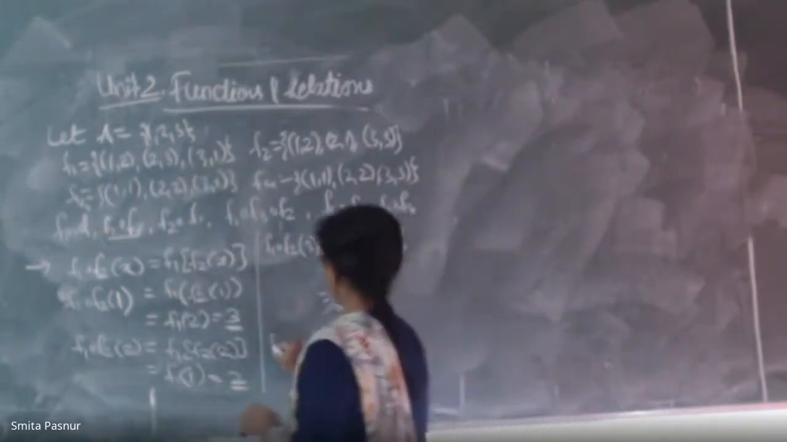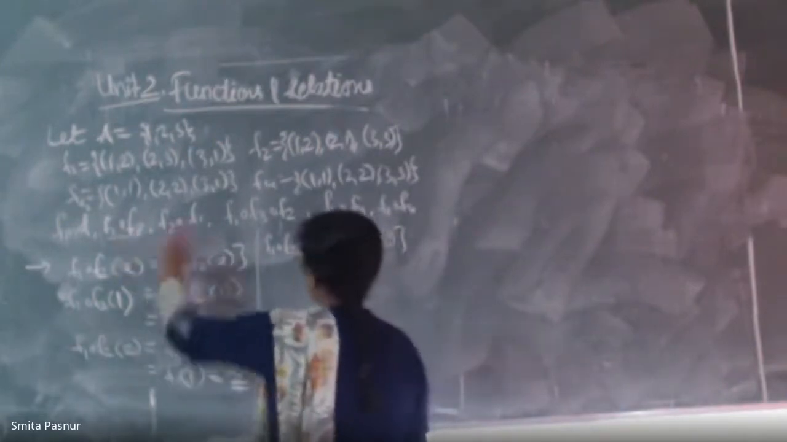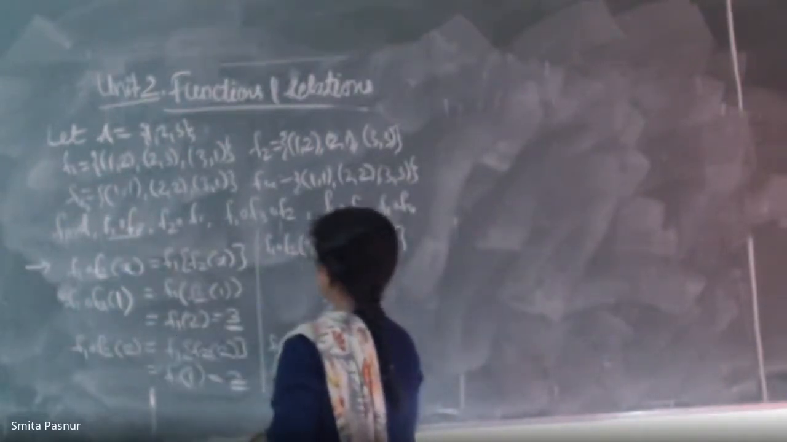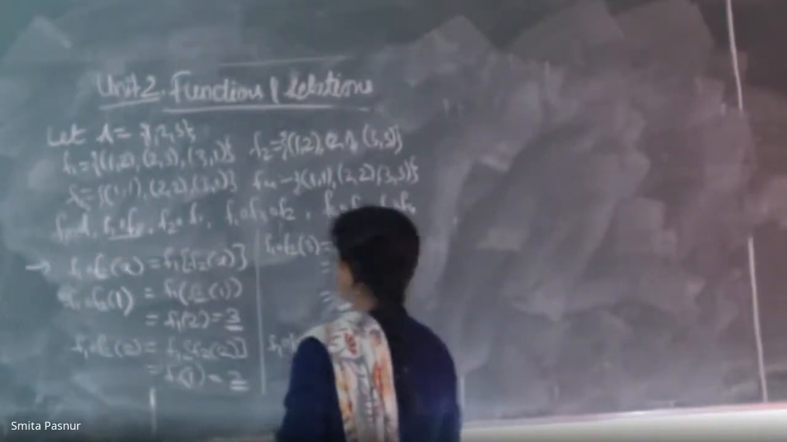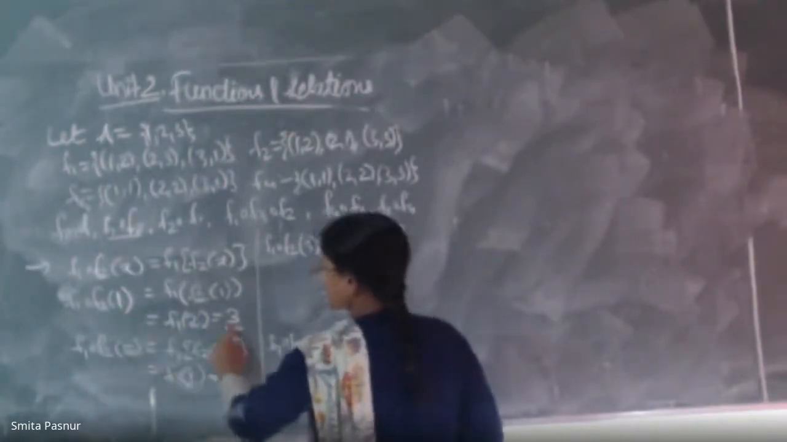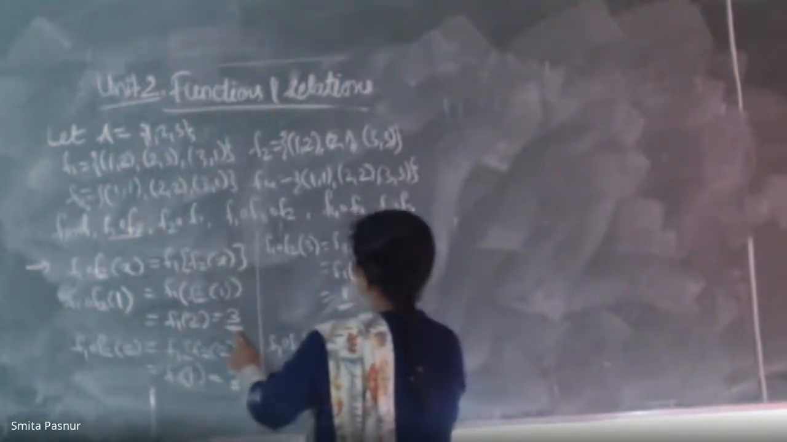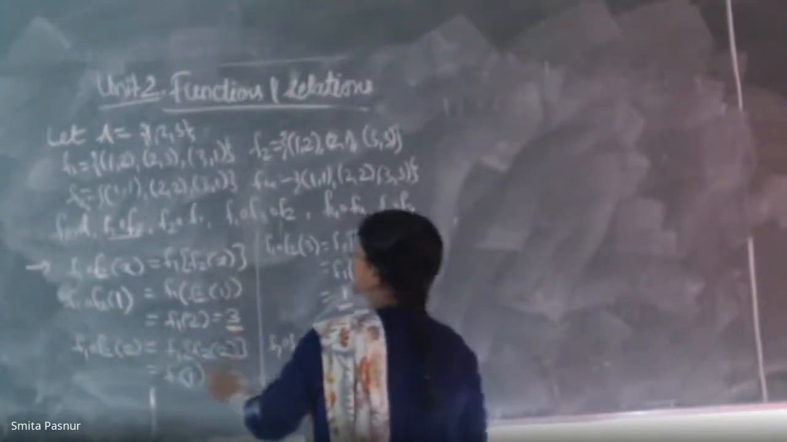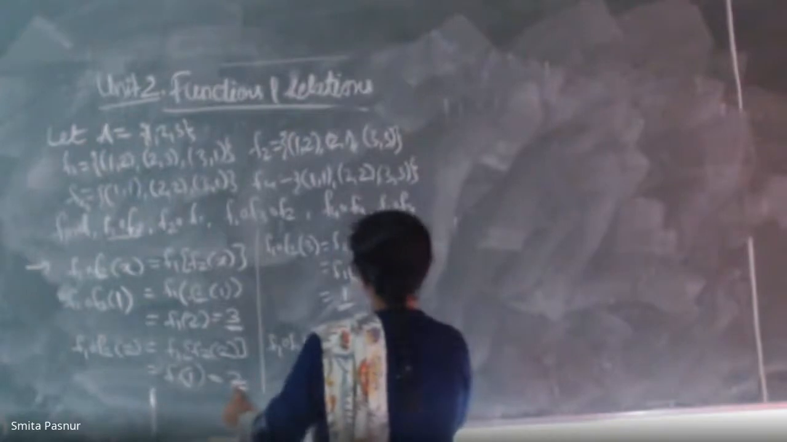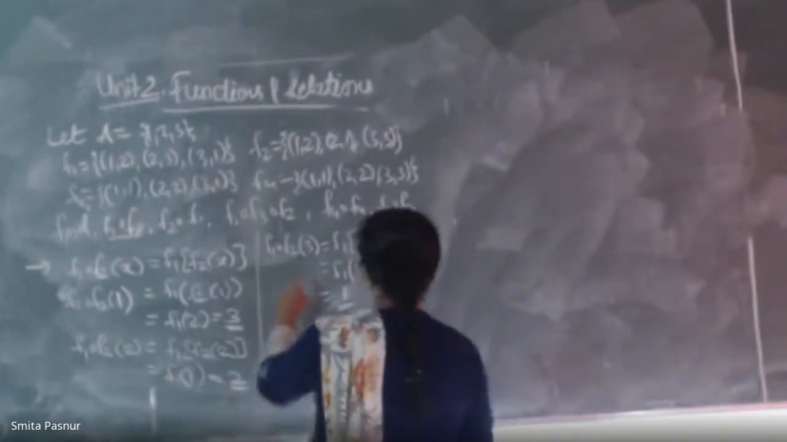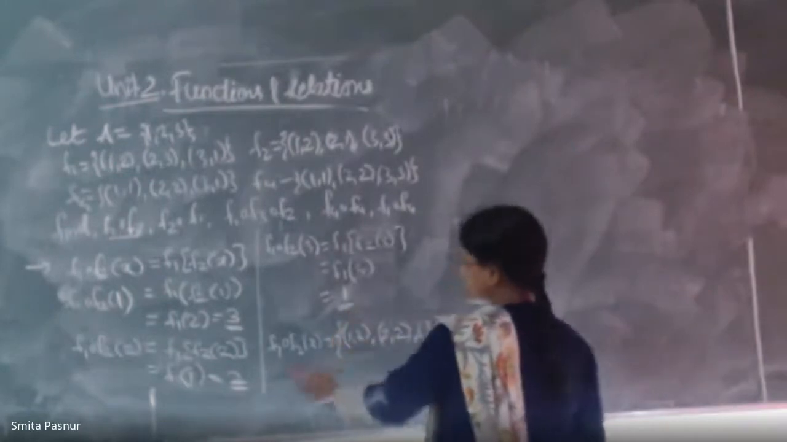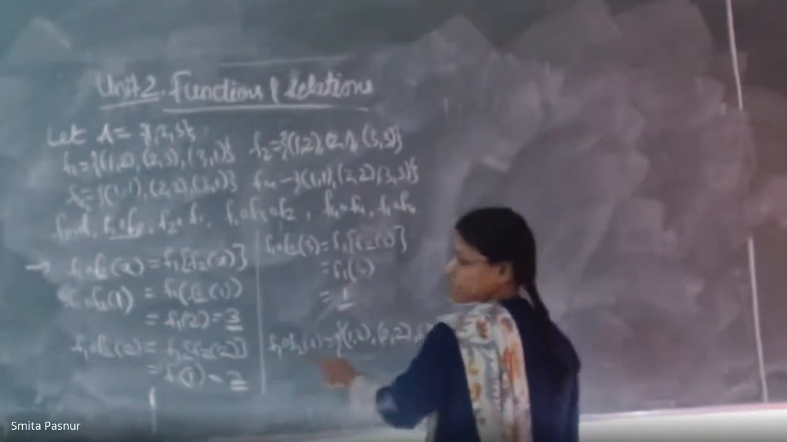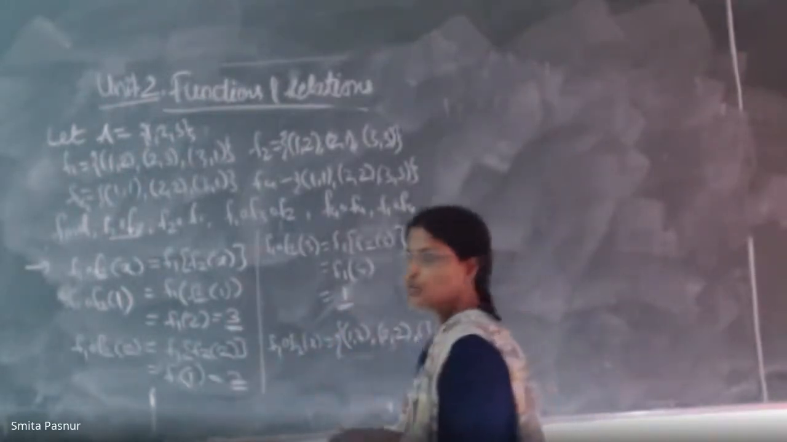So what is the answer for this question now? F1 composition F2. So write down like this. F1 composition F2 of X is equal to, in bracket, you can write: first it is 1 comma 3. See, for 1 you got the output as 3. So 1 comma 3. Then second, 2 comma 2. Then third is 3 comma 1. Got it? So this is the output for F1 composition F2. Is that clear to all of you?